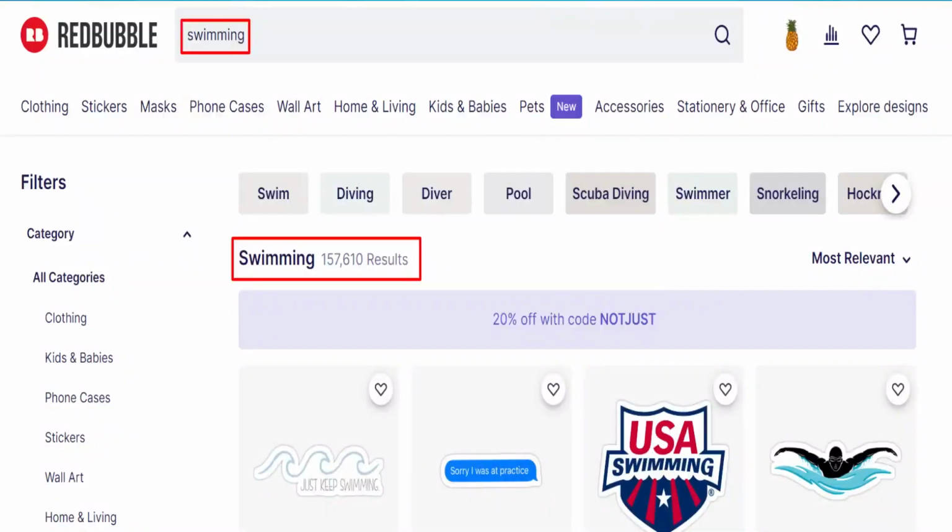And for sure, a niche or the general topic or the general field has high competition and is a very crowded topic. So if you search in Redbubble or Teespring about any general topic keyword like swimming, for example, you will find hundreds of thousands of results, which means hundreds of thousands of designs that compete for that general niche or that general topic or field.